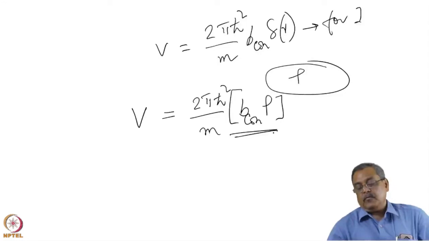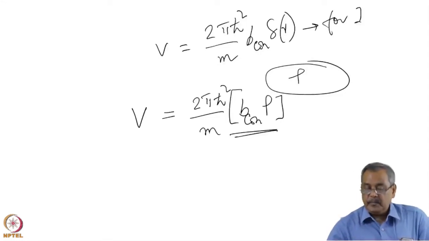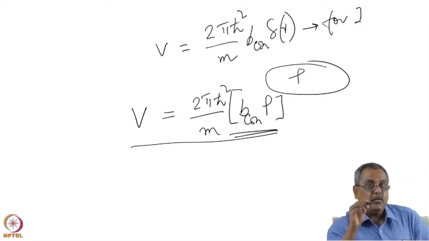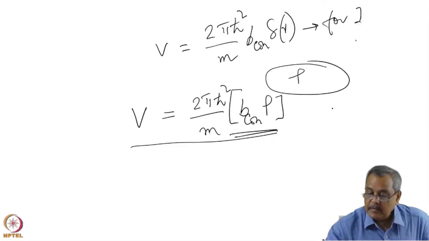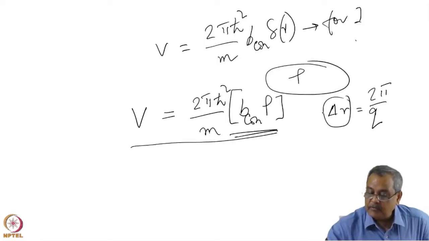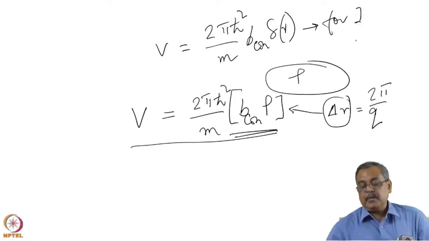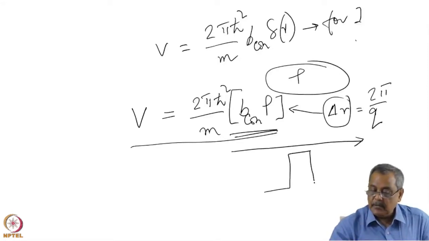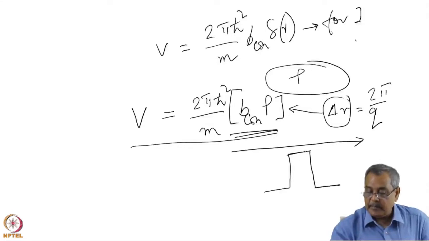Now when the neutron approaches this medium, it sees this potential. Please consider the fact that I am doing experiments at very low Q. Low Q means the spatial resolution, by the uncertainty principle, is 2 pi by Q. And this delta r allows me to use a density for the medium as the potential. So now we have a potential which depends on the density. As the neutron approaches the medium, it sees a potential given by 2 pi h square by m b coherent rho. So it sees a step potential.